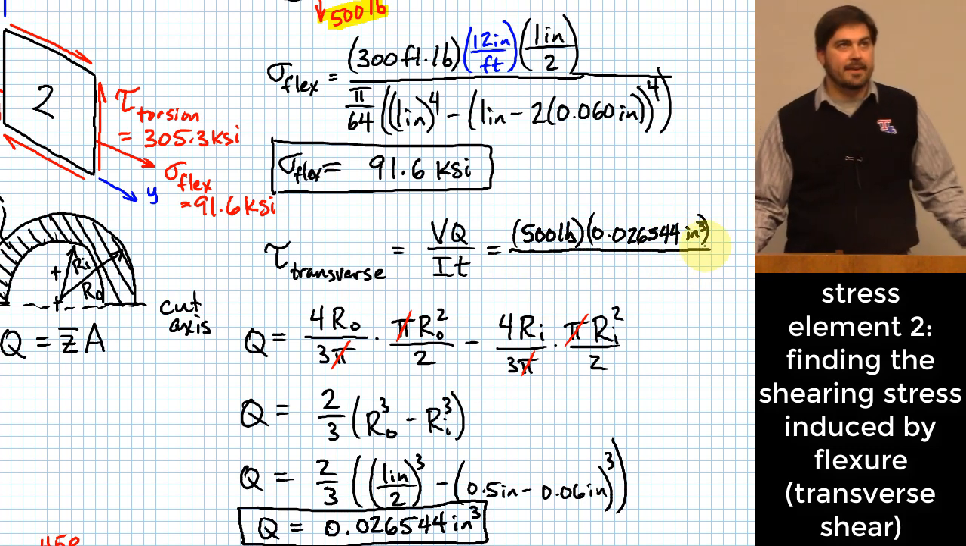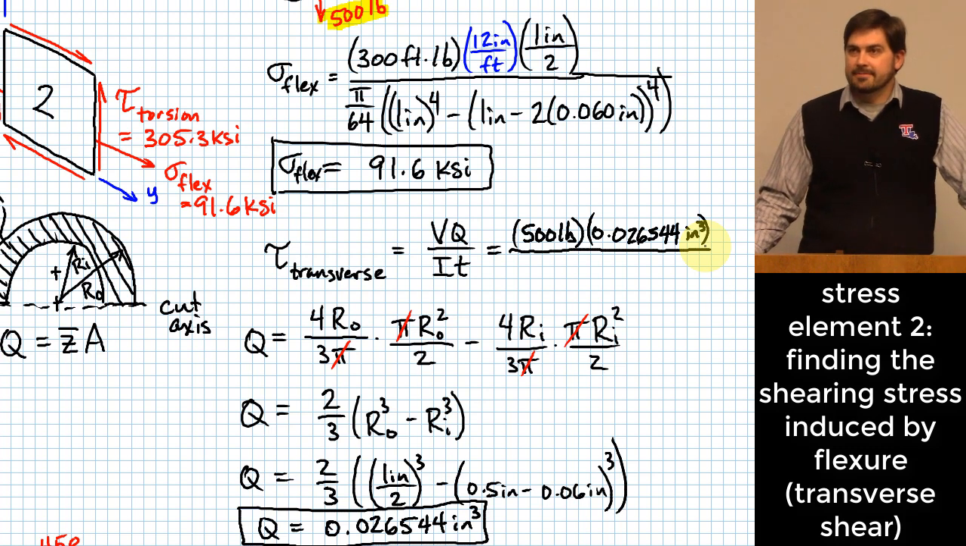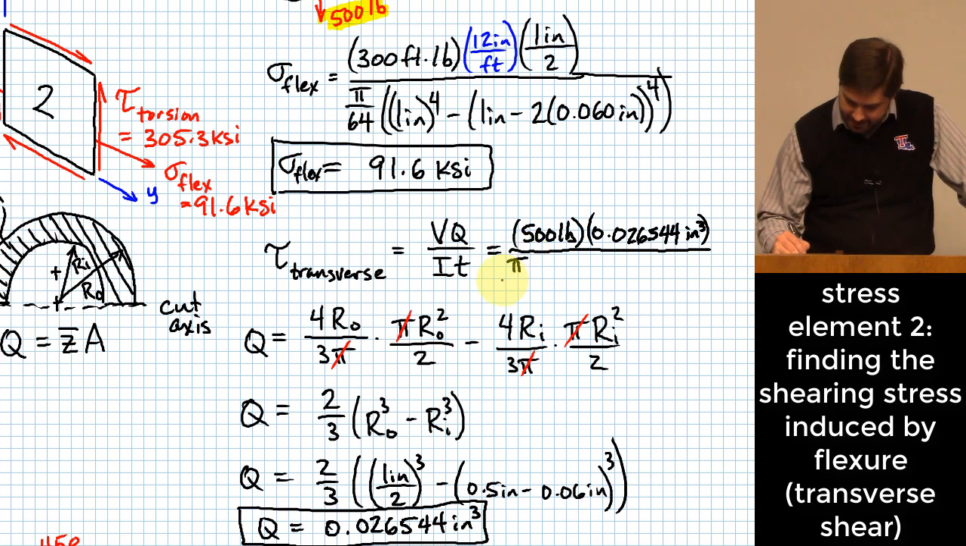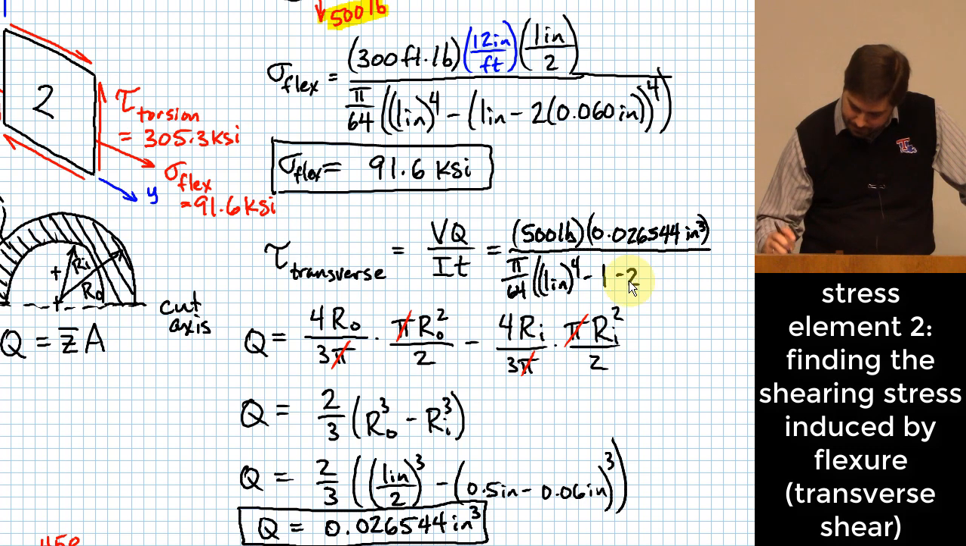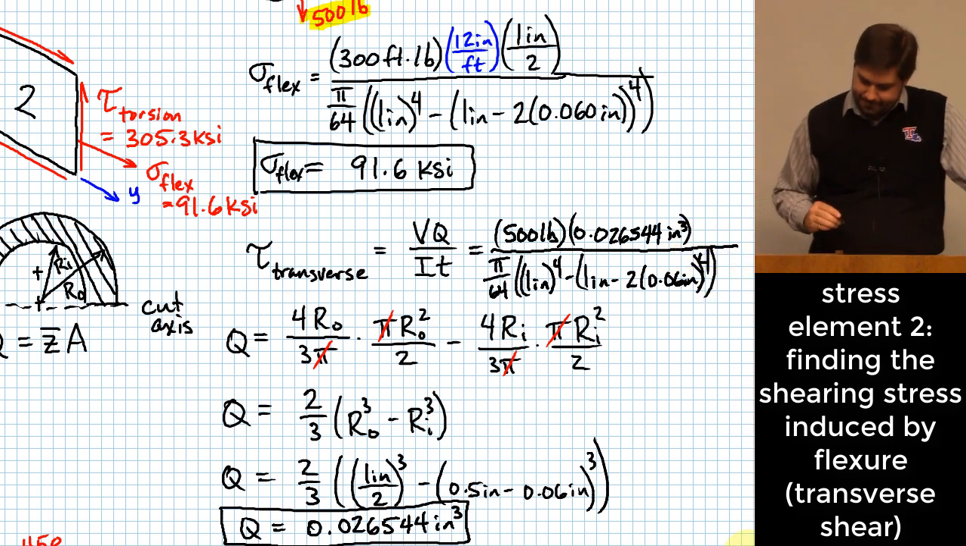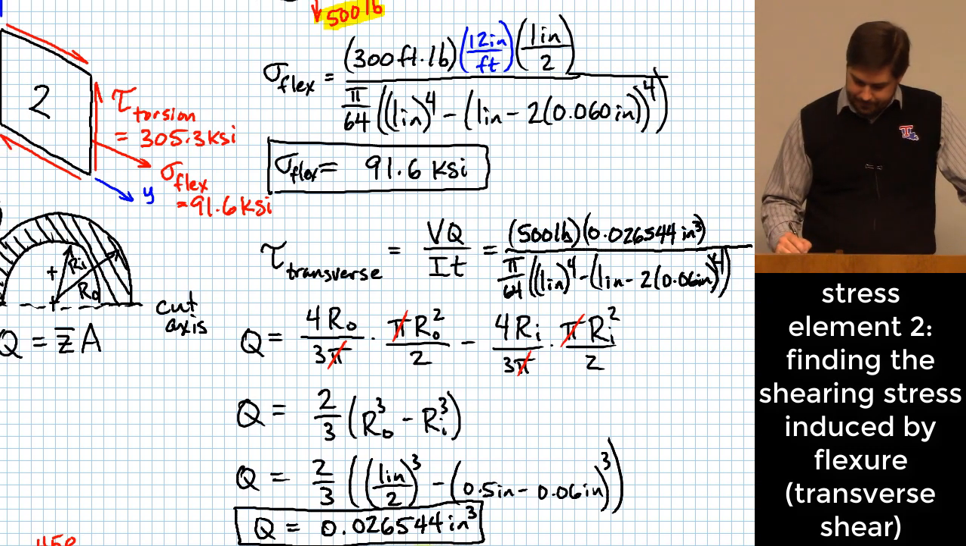Okay, how about I? We've already done this a few times, right? There's no difference now. Pi over 64 times 1 inch to the 4th minus 1 inch minus 2 times 60 thousandths, all of that to the 4th. All right, and now I have one other parameter that I need here. T.